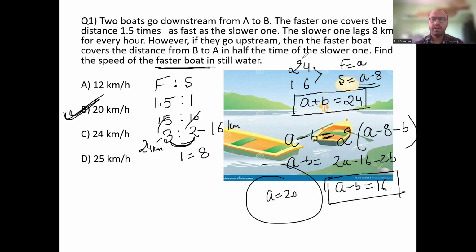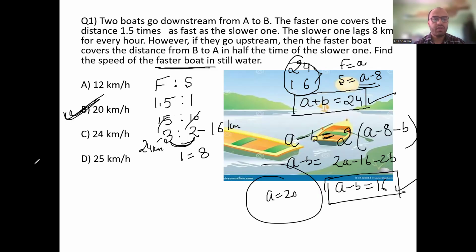So first we have seen this scenario, how we can solve this question with the ratio, how we can match that ratio in the mind. Then we can apply the basic concept: downstream we are adding, upstream we are subtracting. That is effective speed, right?